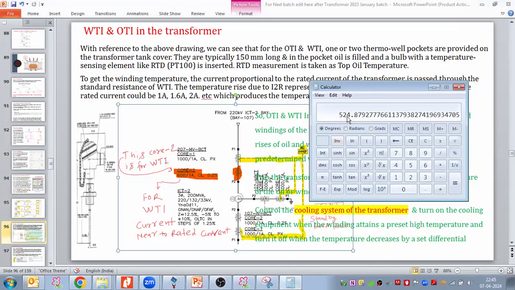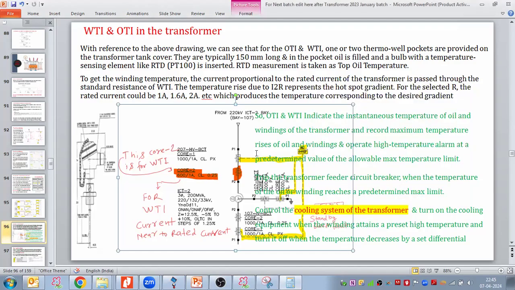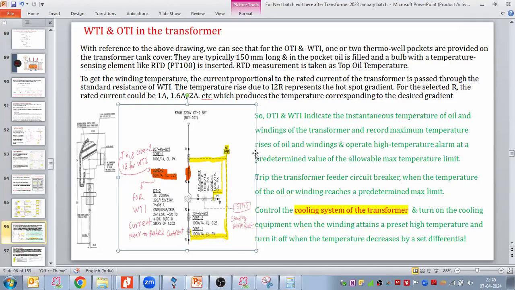So 524 is the current coming. The nearby standard rating available is 600 ampere. So we have taken 600 ampere for the WTI. Am I clear why I have taken 600 ampere here? Or what should we take? What should we take for the WTI CT? What current should we take?